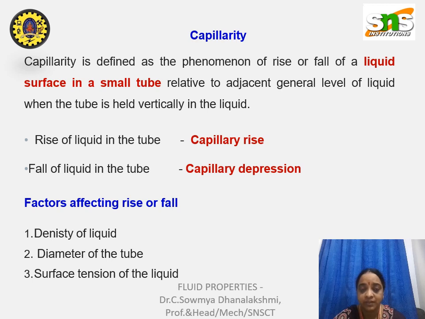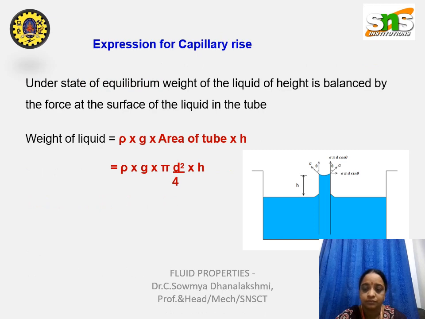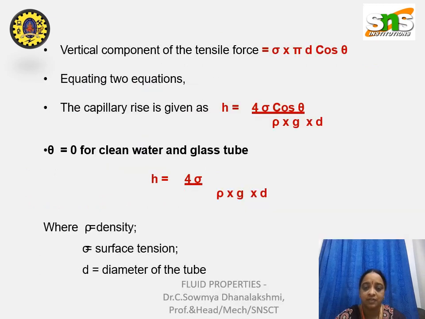When the liquid rises in the tube, it is called capillary rise. When the liquid falls with respect to the adjacent level of fluid, it is called capillary depression or capillary fall. The factors affecting rise or fall are again the density of the liquid, the diameter of the tube, and the surface tension of the liquid. Whatever the place of application, the density of the fluid is very, very important during our class hours.